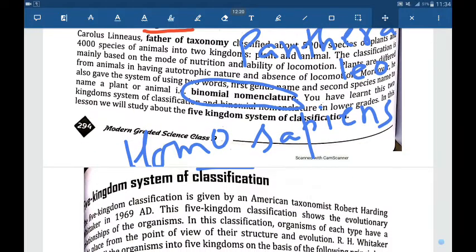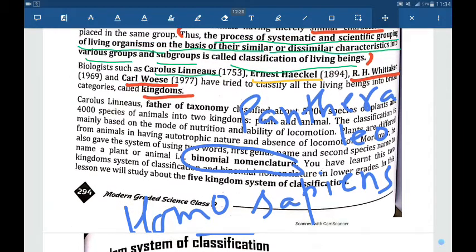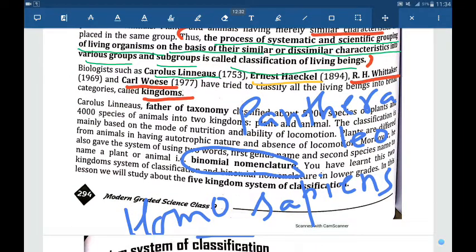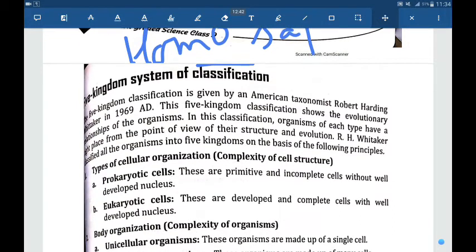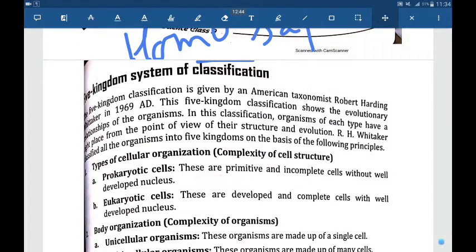Okay, students. Earlier, there were only two kingdoms, when Carolus Linnaeus, there were two kingdoms. There were plant kingdom and animal kingdom. Other scientists, Haeckel, Whittaker, Hussey, said there should be more than two kingdoms. That's why nowadays we read altogether how many kingdoms? 5 kingdoms.